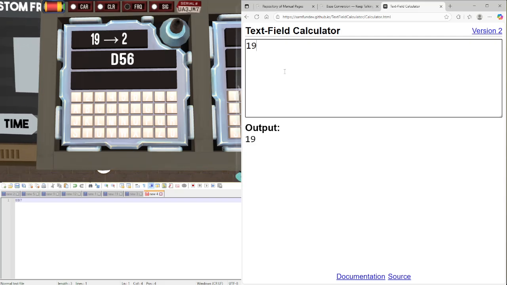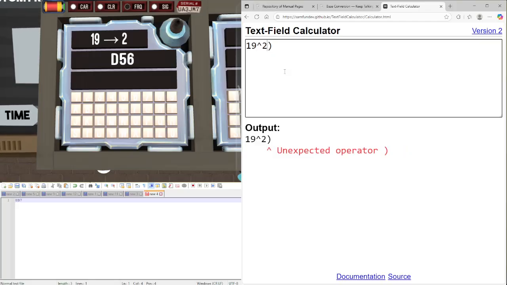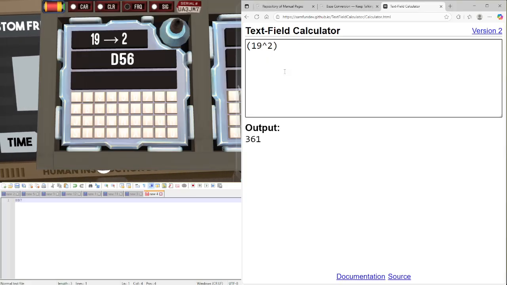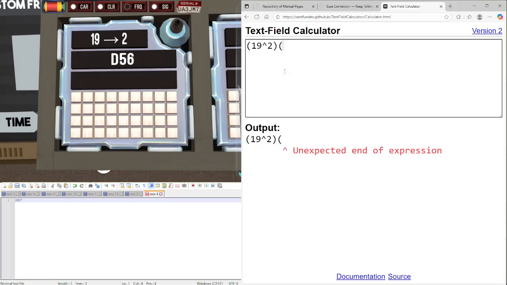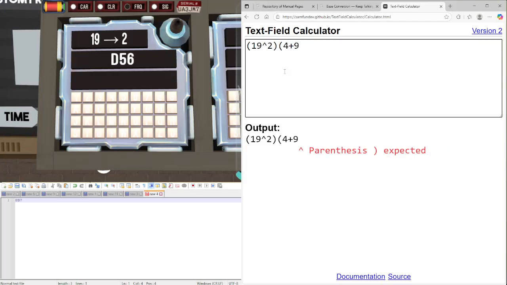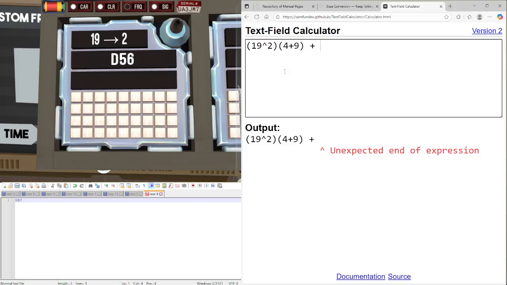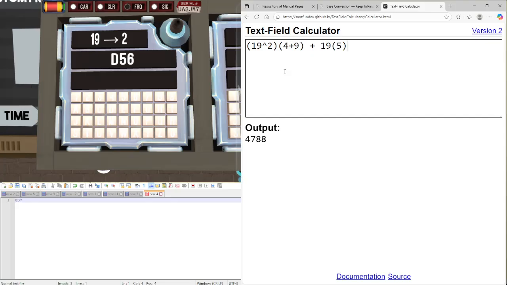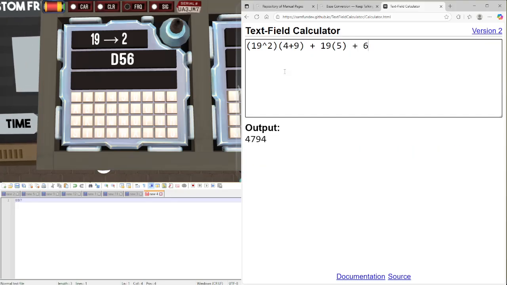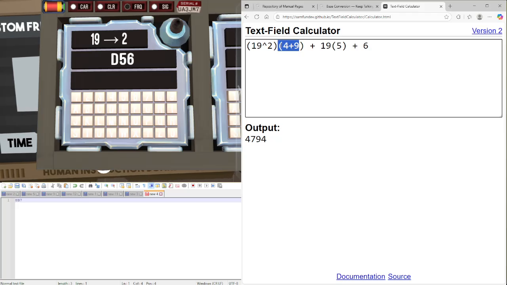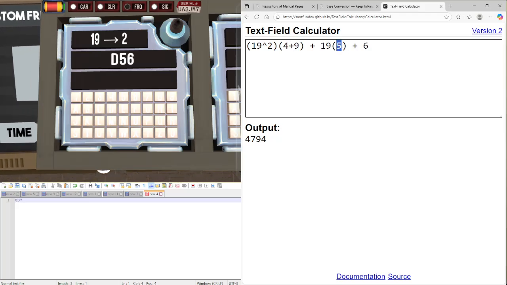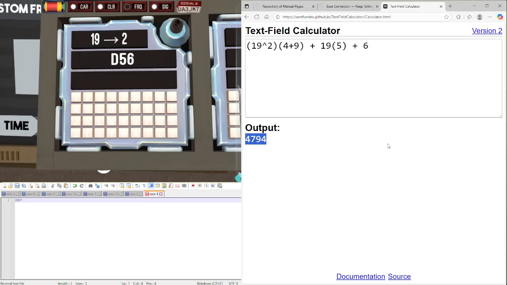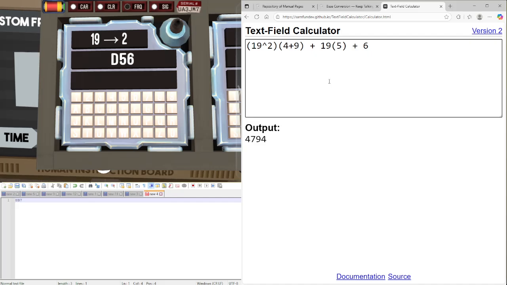We're starting with 19 squared being the first digit. With its 3 digits, the furthest left one is going to be squared. And D is going to be 4 plus 9. Plus 19 times 5 plus 6. This is our D, our 5 and our 6. And now we're going to convert this number to base 2, or as you might know it, binary.